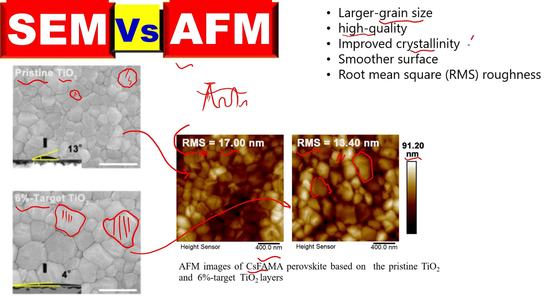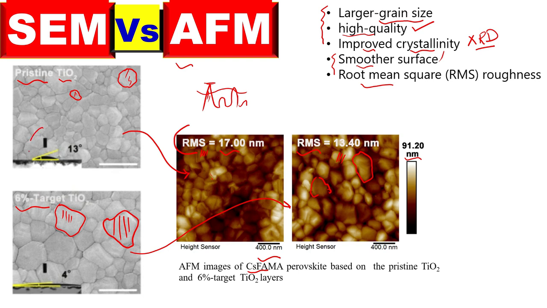We talk about that in XRD too, but all these characterizations are related. So we can talk about the improved crystallinity. If we have large grain size, this means that the thin film is high in quality, and we can say that there is improvement in crystallinity. While in AFM, we talk about the smoother surface or roughness or root mean square value. So these two parameters we must include when we talk about the AFM. And these three parameters we must include when we talk about the SEM.